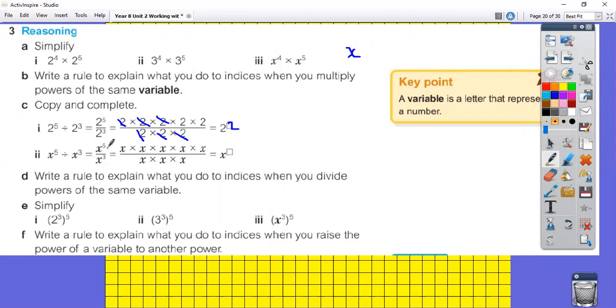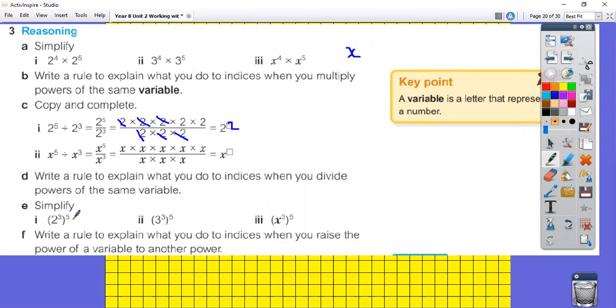Now you do the same for the second part of the question. Again, it says, write a rule to explain what you do to indices when you divide the powers of the same variable. That's the second rule we've learned in the lesson. So that's the second example. Like we showed you with the PowerPoint, when you're dividing numbers that have the same base, you subtract the powers.